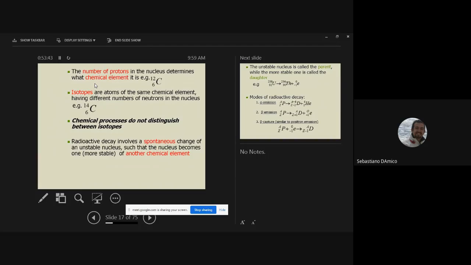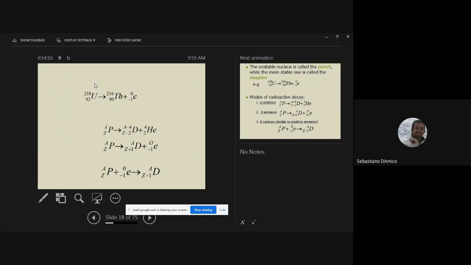Now, chemical processes do not distinguish between isotopes. That is always hydrogen from a chemical point of view. Okay? But from a physical point of view, since the mass is different, the isotopes can have some particular features that we can use to actually date things. Okay, let's try to see how it works.